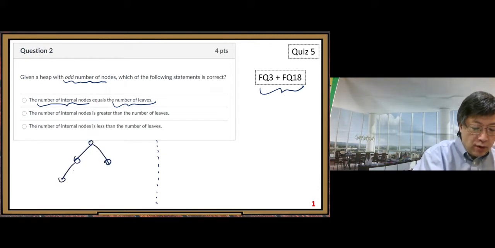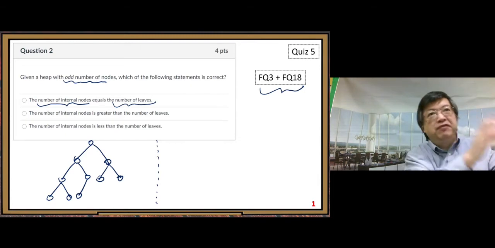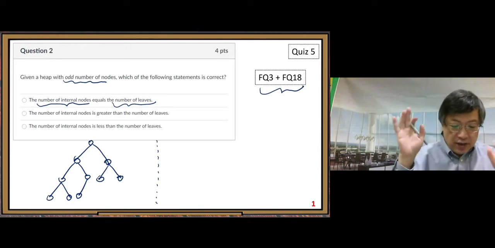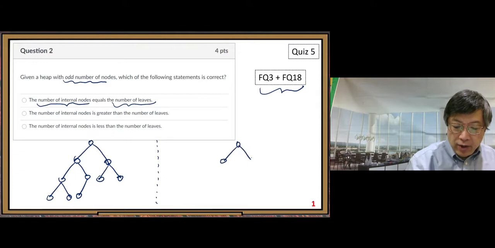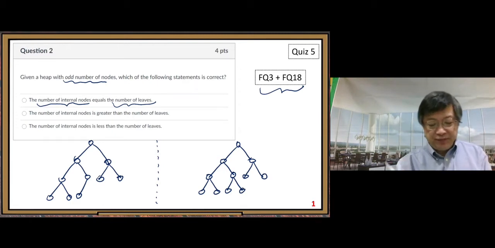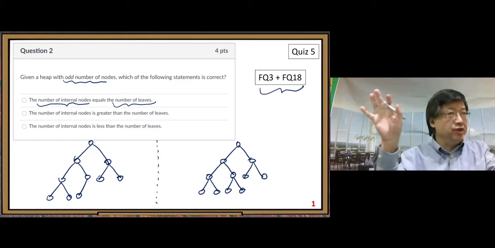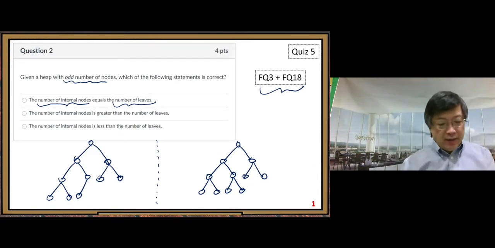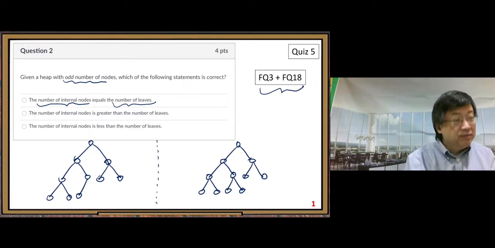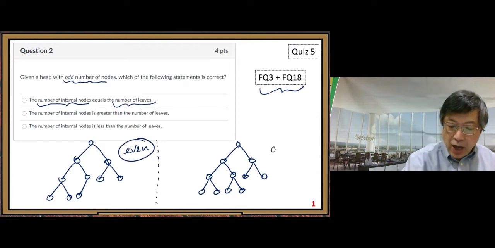I like to draw it this way. Then this one, okay? The last node only has a left child, but no right child. That's the first case. Second, quite similar. The only difference is the last node. So you can see, these 2 examples represent typical structures of a heap. The left-hand side one, the number of total nodes is even, right? The right-hand side one, the number of total nodes is odd.